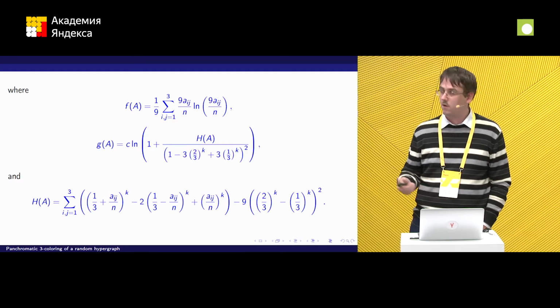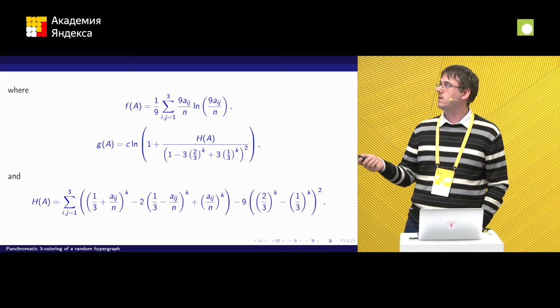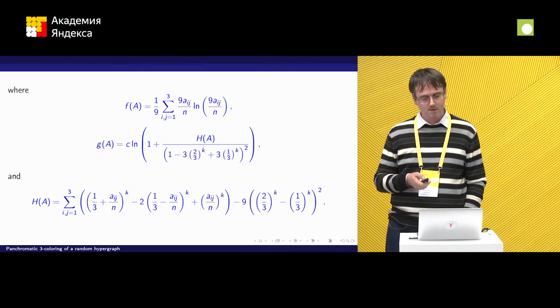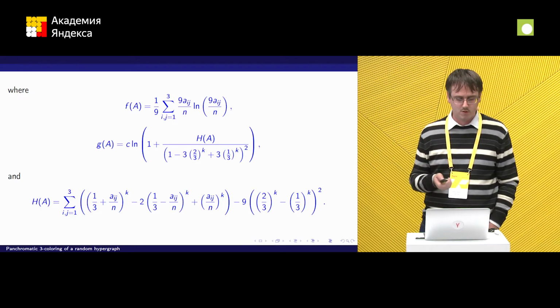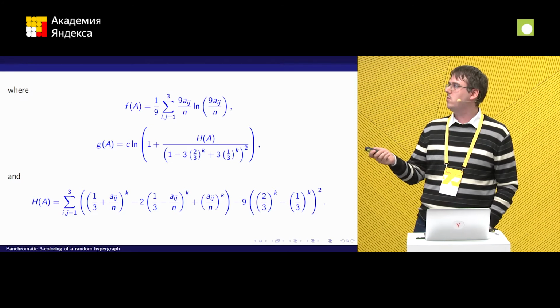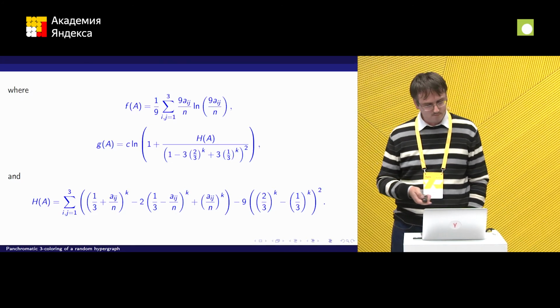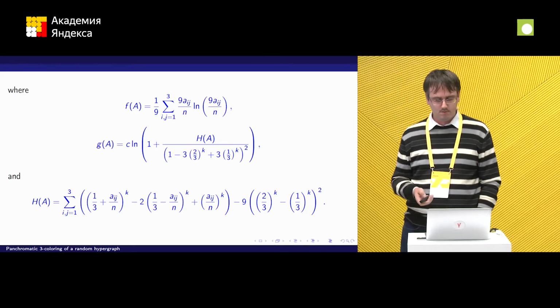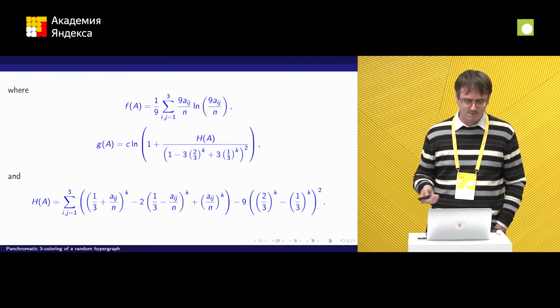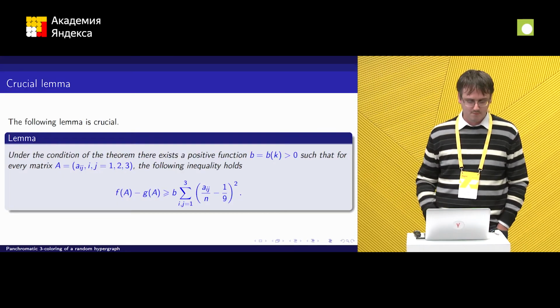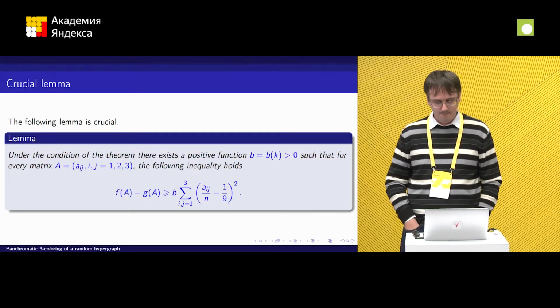So f comes from Stirling's formula. So we have some entropy-like function, and g of a is this, where h is a very long expression here. Okay, it looks not very simple to calculate. But in fact, all we have to do is to prove this crucial lemma.